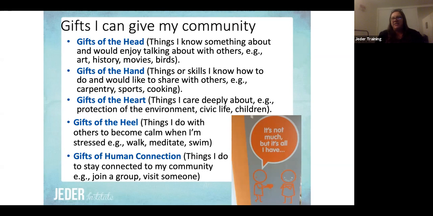The gifts of the heel is a really interesting one. It actually first came from Bliss Brown from Imagine Chicago, who created a whole lot of resources around appreciative inquiry that I do believe, even though she's retired, she's still got on the website. Gifts of the heel was about things I do when I'm feeling overwhelmed or stressed, how do I calm myself down? It's like a gift to self, but we also all know that when you're highly stressed and you're affecting those around you, you becoming calm is also a gift to them. So it's a gift for both.